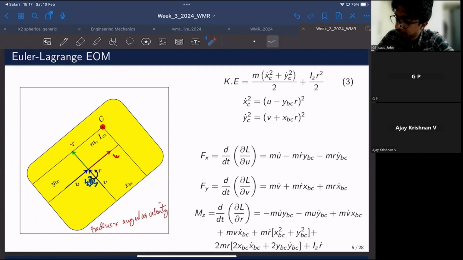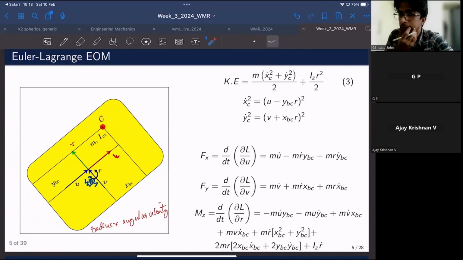That will be this distance xbc times r. So that component will be along this direction, because the angular velocity is in the counterclockwise direction, the linear velocity contributed by this angular velocity r would be along the positive y-axis. So this vector would be r cross xbc.